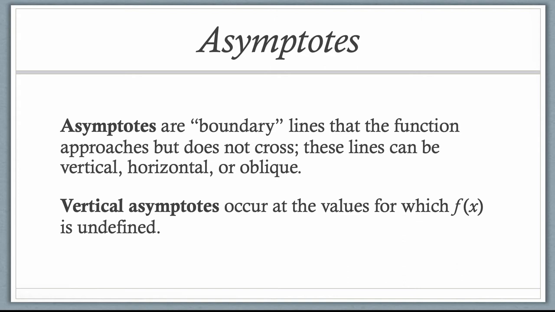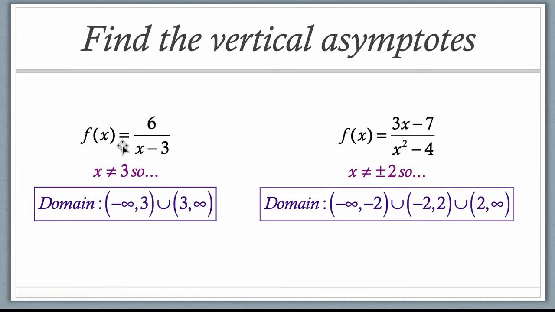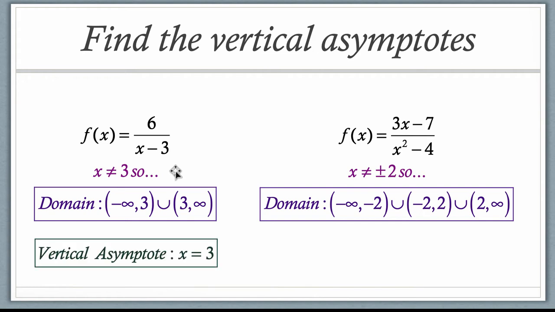A vertical asymptote can occur at any value for which f of x is undefined. What's nice about this is that we already know where f of x is not defined. We know that it's undefined at certain points within the domain. If I already know the domain for f of x equals 6 over x minus 3, and that it's undefined at x equal to 3, that means there's a vertical asymptote there. So my vertical asymptote is the vertical line x equals 3.